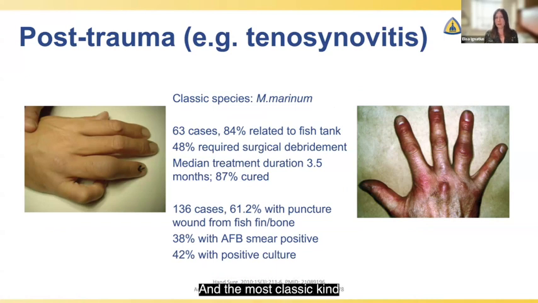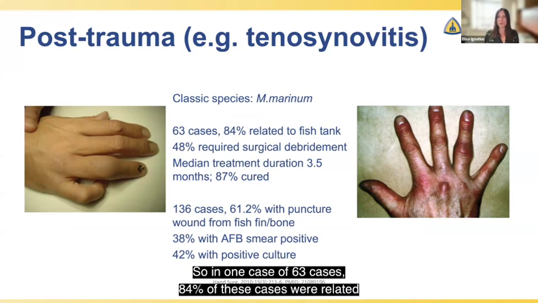And the most classic kind of infecting subspecies is Mycobacterium marinum. And so this has historically been associated with fish tanks. So in one case of 63 cases, 84% of these cases were related to fish tank exposure. In another series of 136 cases, this had a number of patients who were fishermen. 61% were associated with puncture wound from a fish bone or a fish fin.